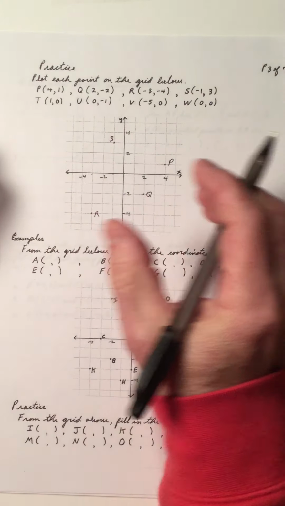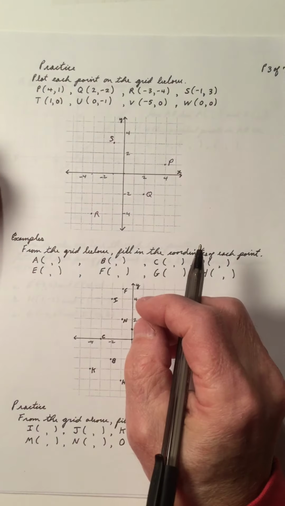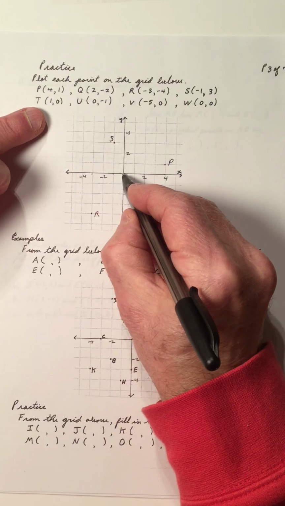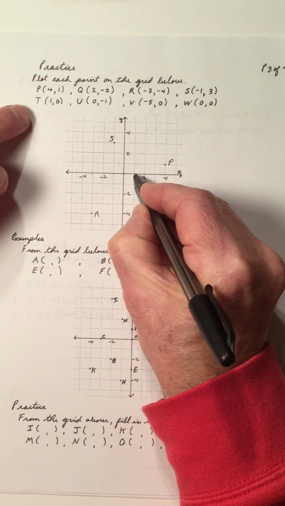Notice you move on the X first. Negative to the left, positive to the right. Y is positive up, negative down. T is (1, 0). So when T is (1, 0), start at the origin, 1 to the right, and Y doesn't move.